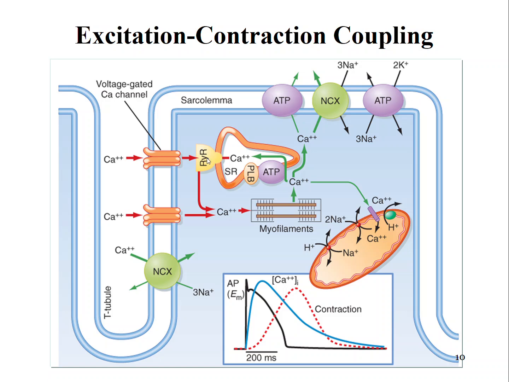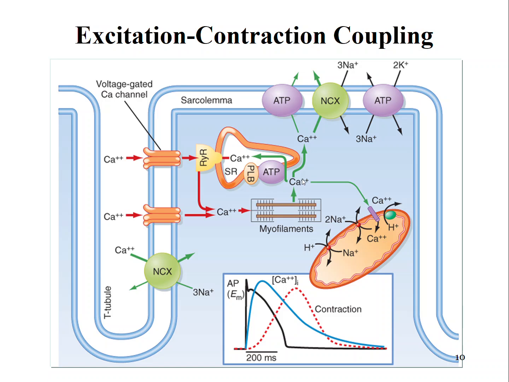So this calcium comes inside the cell, attaches to the ryanodine receptor, and will release calcium from the sarcoplasmic reticulum. Then the high concentration of calcium will attach to the troponin C, and then contraction happens, as we know from the molecular mechanism of contraction in the skeletal muscle. The same event will happen here.